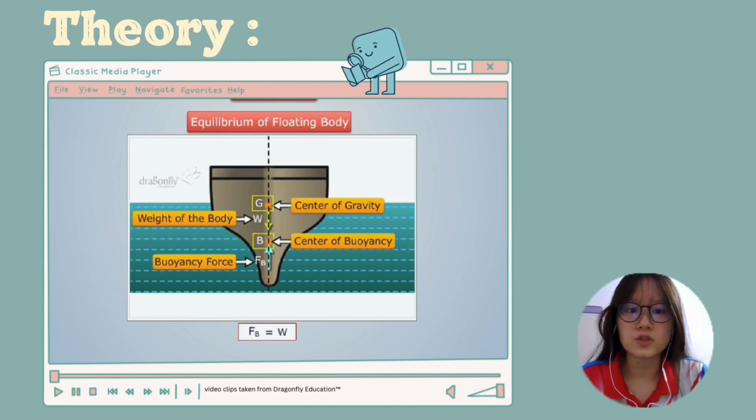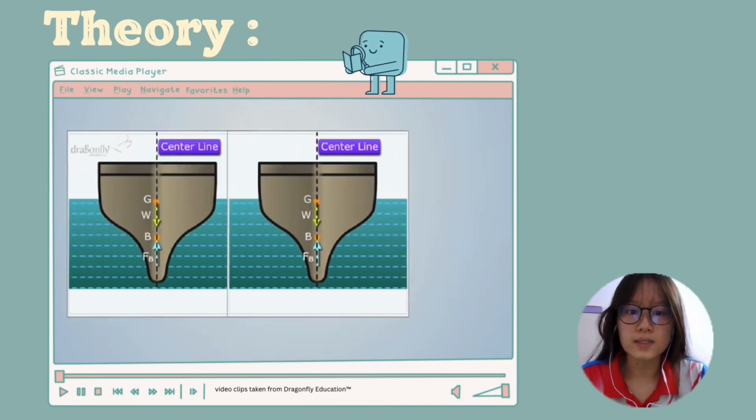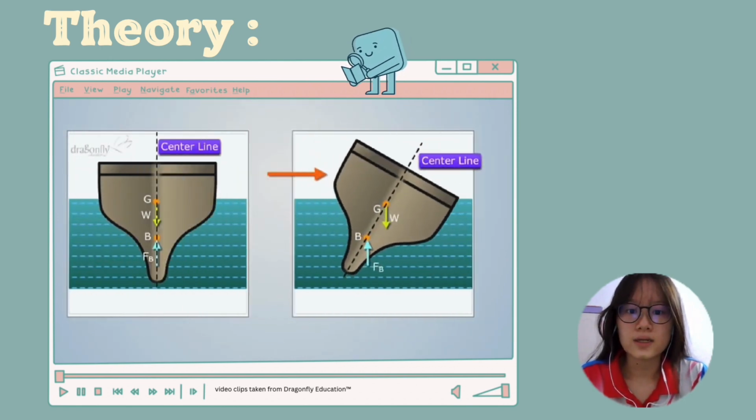If a body undergoes an angular displacement, let's say in the rightward direction, then we can see the volume displaced is larger on the right side, so the center of buoyancy shifts to the right from B to B prime. Then a couple is formed which tries to rotate the body.